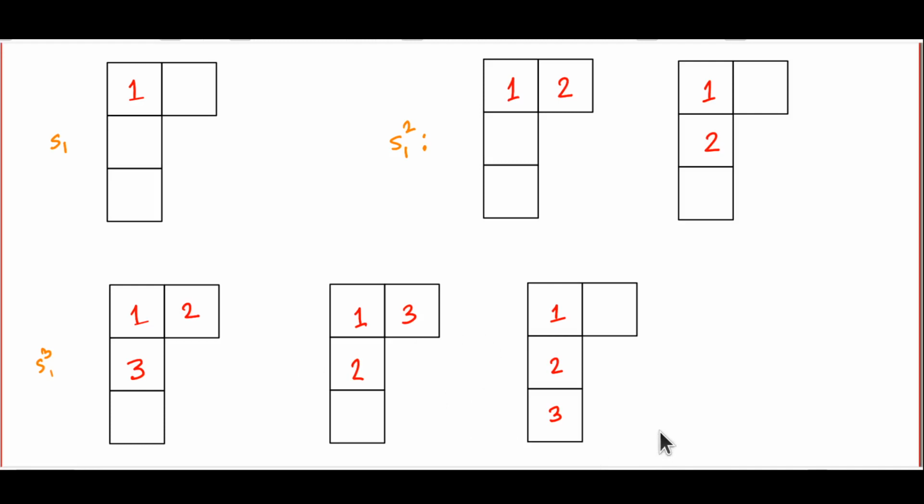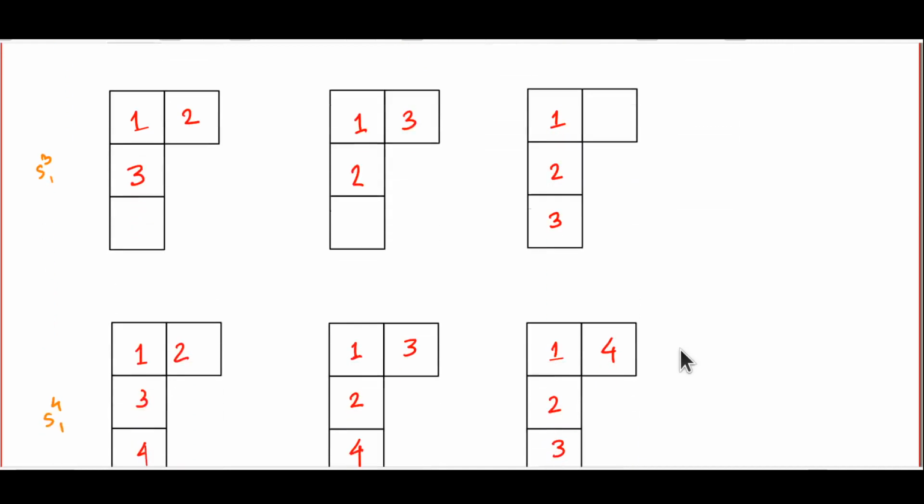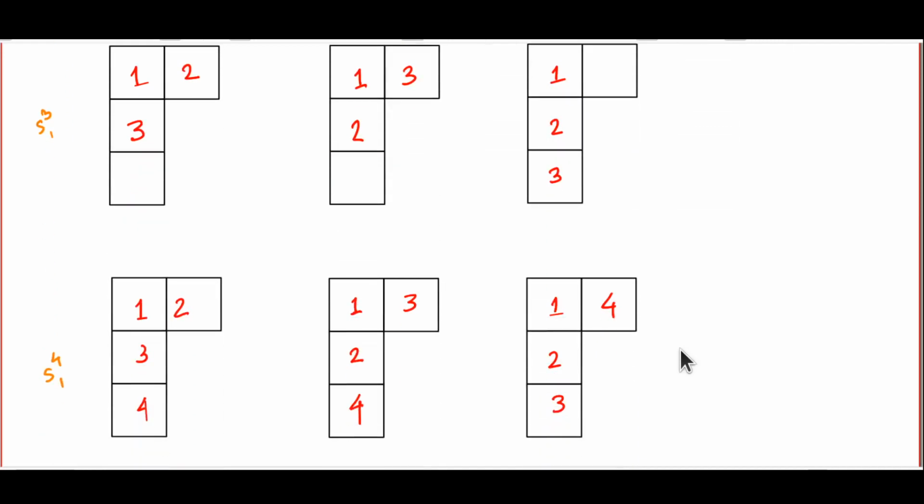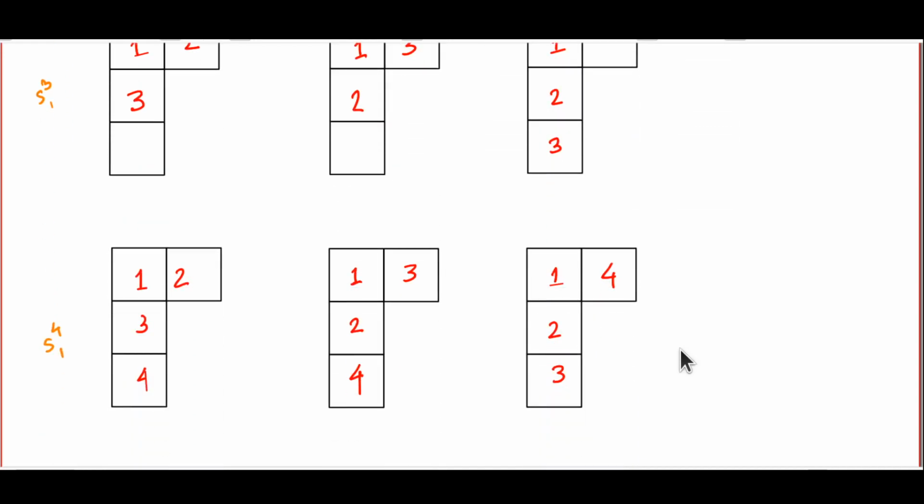Now S1 to the 4 means I have to fill up the 4th block. But now of course you have no further choices. The number 4 has to go in the empty block here. And so you are left with these 3 possibilities. And this tells us that the dimensionality of the irrep corresponding to this particular partition 2, 1, 1 of S4 happens to be 3, because there are 3 different standard Young tableaux corresponding to this particular Young diagram.